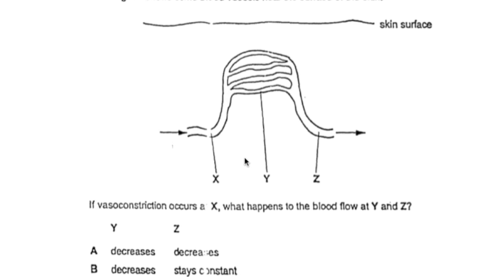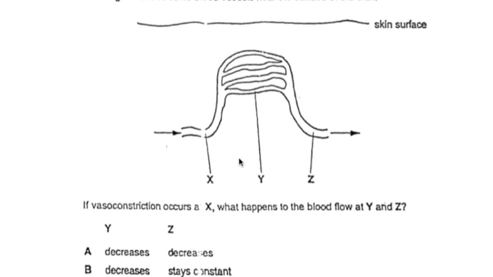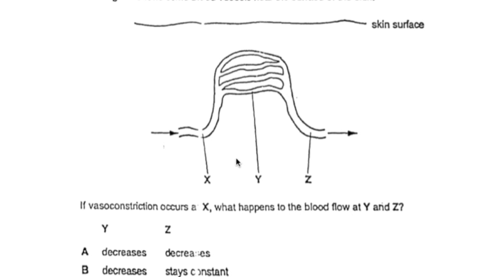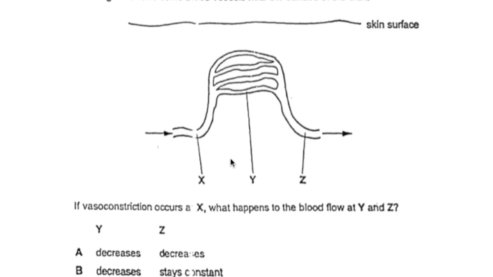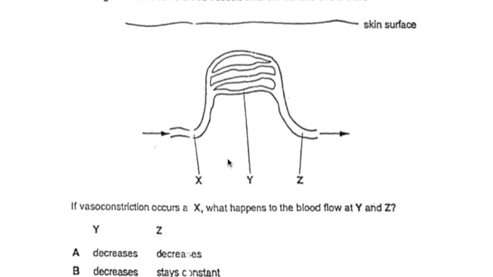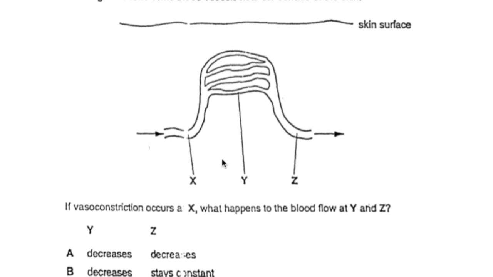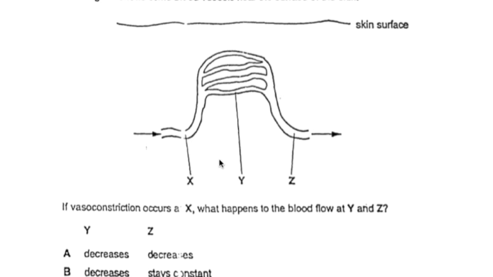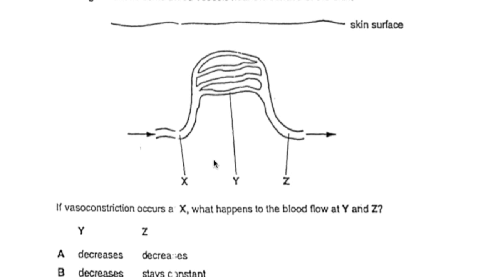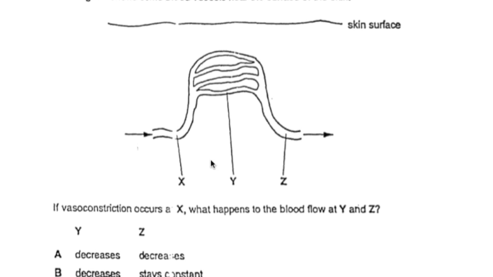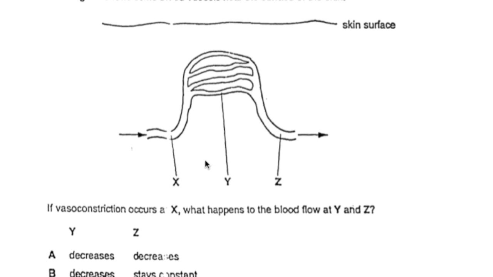Number 20. The diagram shows some blood vessels near the surface of the skin. If vasoconstriction occurs at X, what happens to the blood flow at Y and Z? Now, vasoconstriction happens when blood vessels become narrower because of the tightening of the muscles in their walls. So when this occurs, there will be less blood flowing in and less blood flowing out. So the answer should be blood flow at Y decreases and blood flow at Z decreases, so the answer is A.